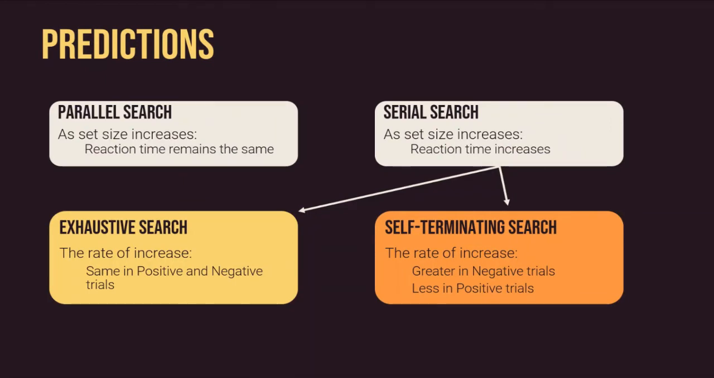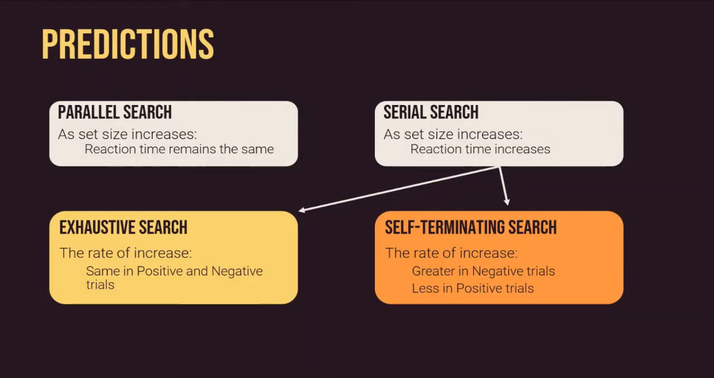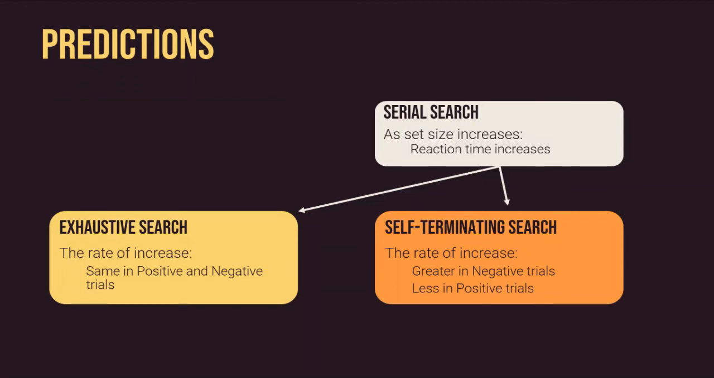And for parallel search, we had a pretty simple prediction that as the set size increased, reaction time would probably remain the same. We've already seen that that isn't the case, so we can sort of cross that out. And then we saw serial search. We predicted for serial search that as the set size increased, reaction time would also increase. And in fact, that is exactly what we saw.